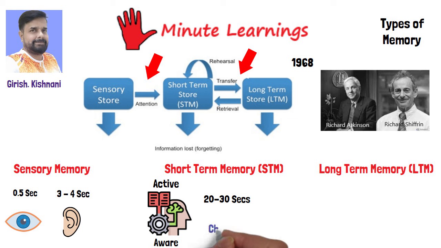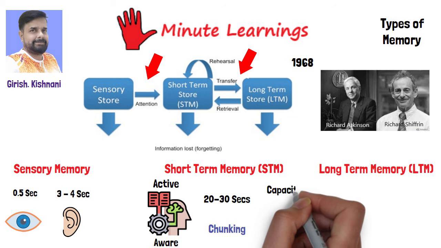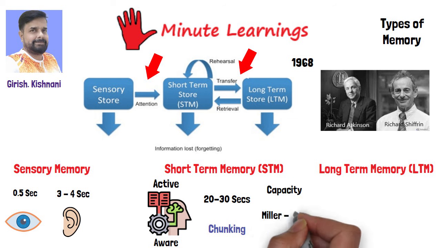This capacity can be stretched somewhat by using memory strategies such as chunking, which involves grouping related information into smaller chunks. In a famous paper published in 1956, psychologist George Miller suggested that the capacity of short-term memory for storing a list of items was somewhere between 5 and 9. Some memory researchers now believe that the true capacity of short-term memory is probably closer to 4.